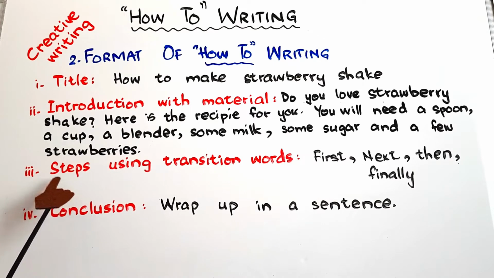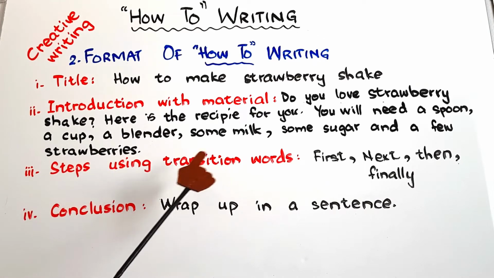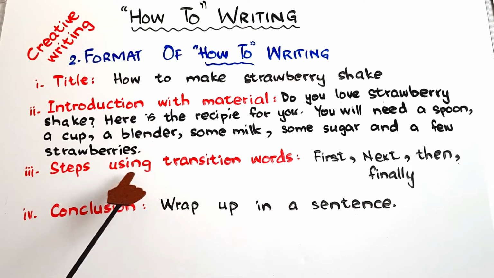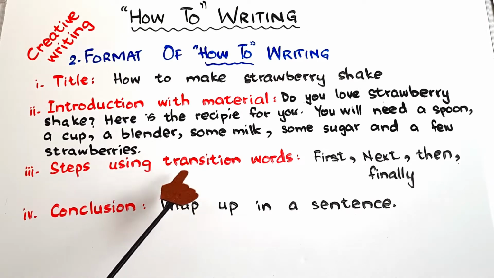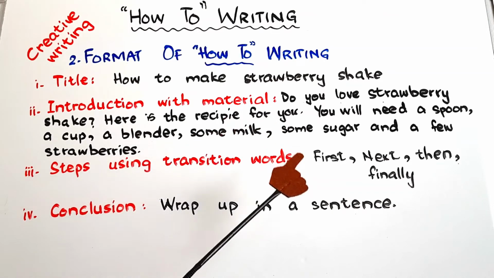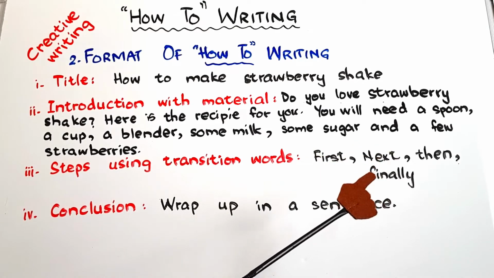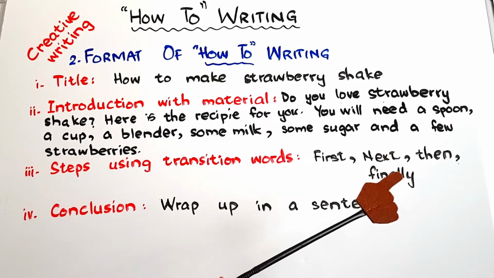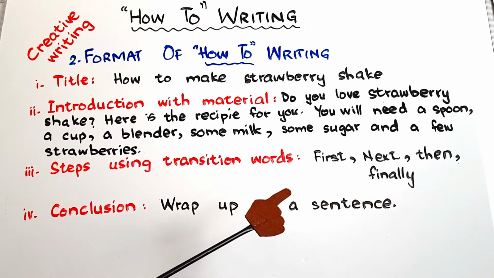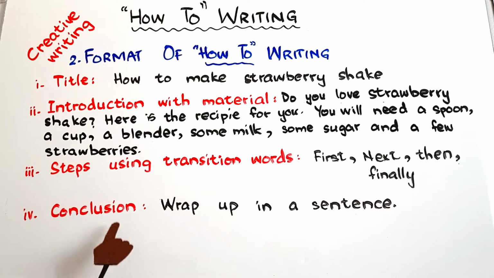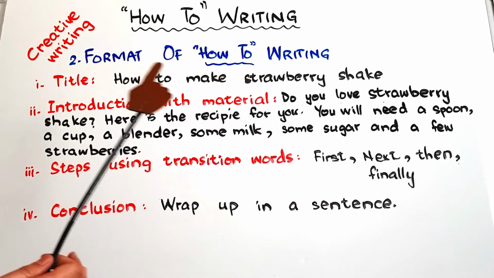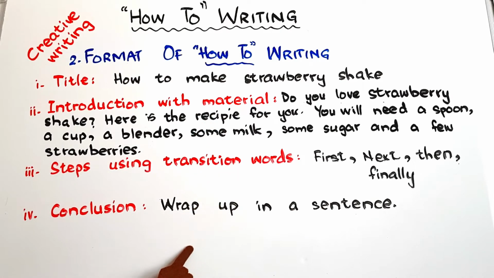Next, we have to write steps using transition words or ordering words, okay? For example, you can use first with the first step, then use next, we will do this, then we have to do this, and finally this. Then we have a little conclusion that will wrap up all of our writing in a sentence.